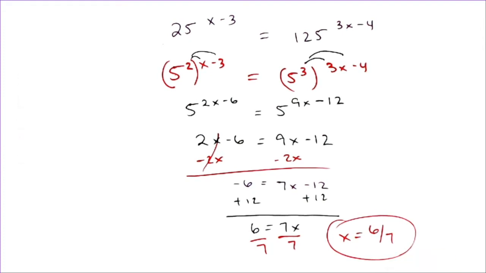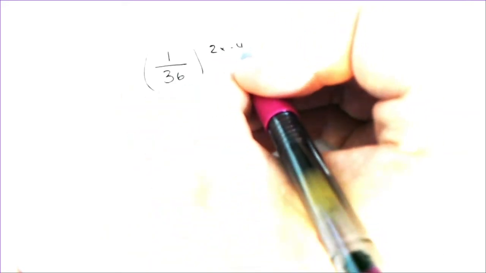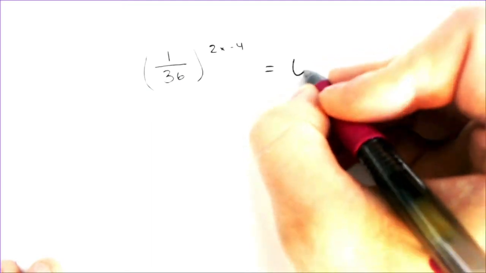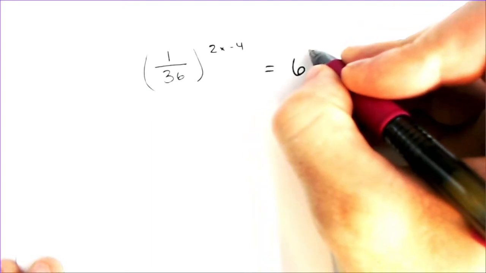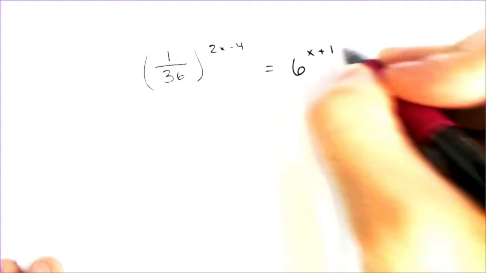All right, the next problem is going to be dealing with something that looks really intimidating because it's going to start out as a fraction, but it's actually not that bad. So let's say I have 1 over 36 to the 2x minus 4 equals 6 to the x plus 1.